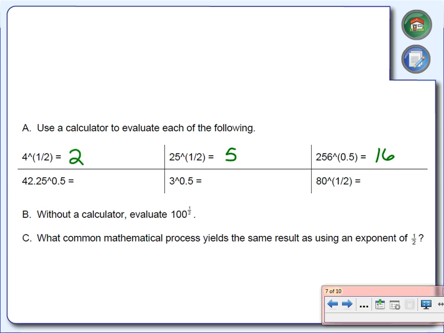Notice all we're doing to the numbers is we're taking the square root of it. The square root of 4 is 2. The square root of 25 is 5. The square root of 256 is 16. So when we're raising to the 1/2 power, all we're really doing is taking the square root of these numbers. All right, so let's keep going.